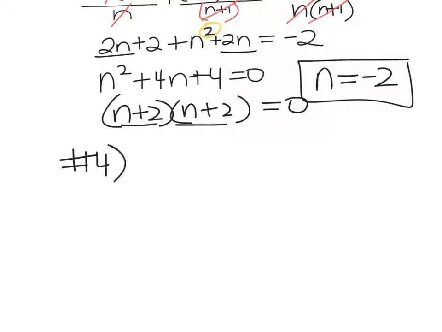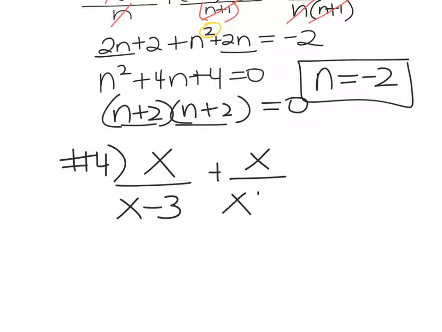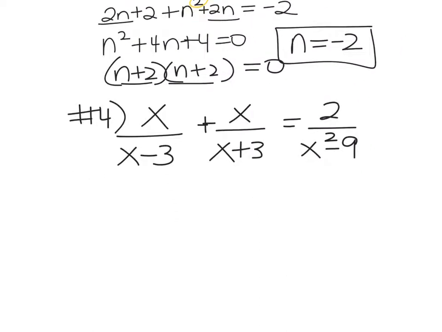Number 4. All right. x over x minus 3 plus x over x plus 3 equals 2 over x squared minus 9. I love this one. Such a good problem, too. Okay, are you ready? Well, the first thing you need to do is figure out what the LCD is. So you clear everybody.